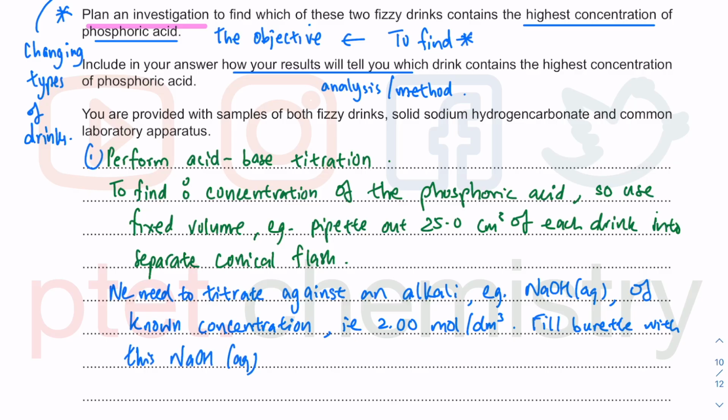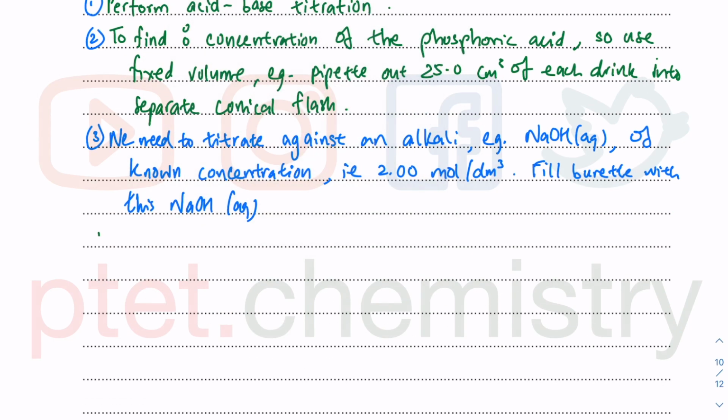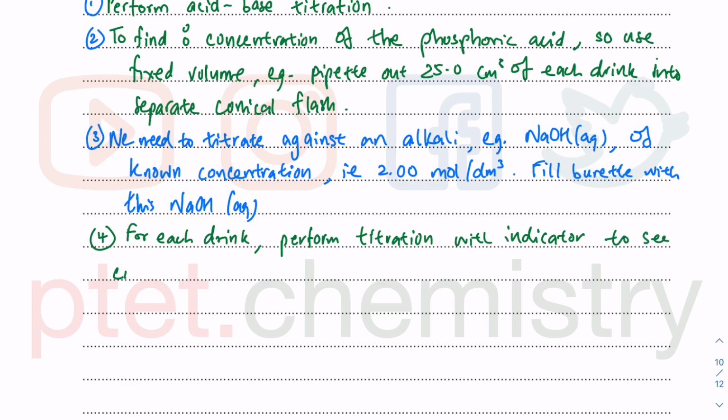So what are we going to do, 1, 2, 3? What can we do in our experiment? So for each drink, perform titration with an indicator so that you can see the color change at the end point. End point meaning at the neutralization point, when things get neutralized exactly. This is the end point.